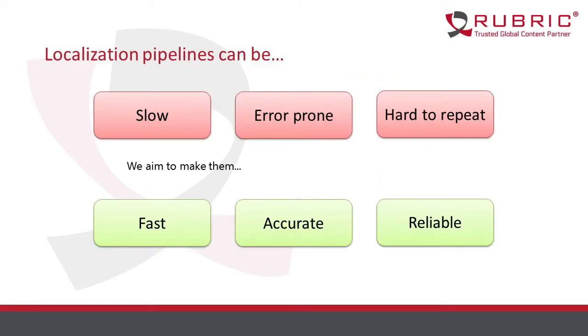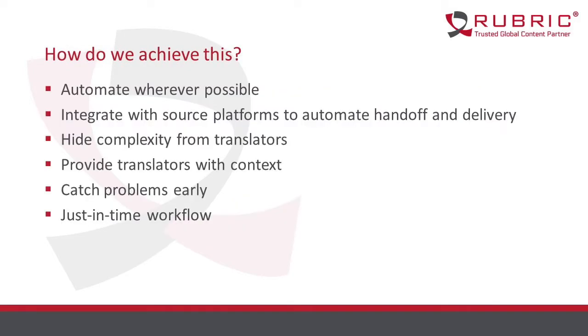Typically, localization pipelines can be slow. They often involve a lot of manual steps, and that also opens them up to potential human errors, and it makes them harder to repeat. So our objective is always to make our pipeline as fast and accurate and reliable as it can be. The most important piece in our strategy is automation. So wherever we can, we will automate.